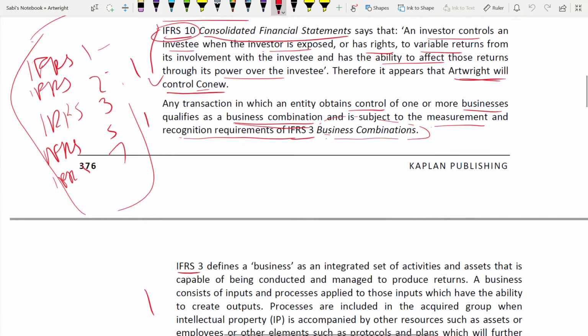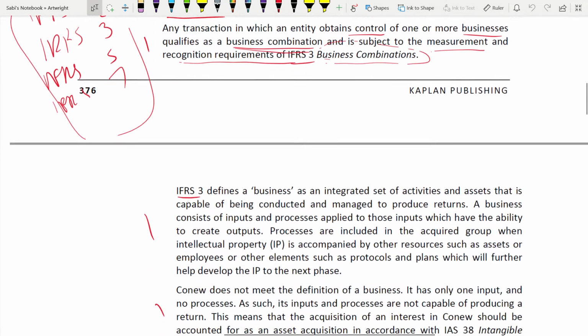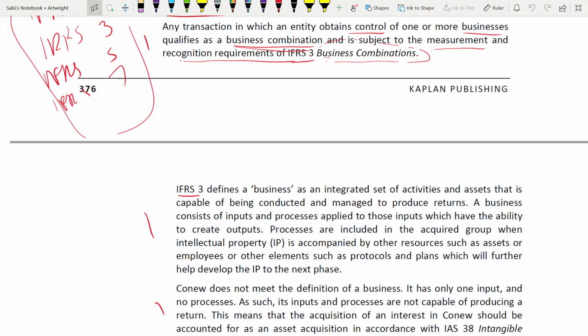Okay, so now link that. We told that this is business combination. Now what is business according to IFRS 3? Further we are breaking it down. You see, as you go down, we are breaking it down until we come to a conclusion. So business is an integrated set of activity. This word is very important. Integrated set of activity, an asset that is capable of being conducted and managed to produce returns.